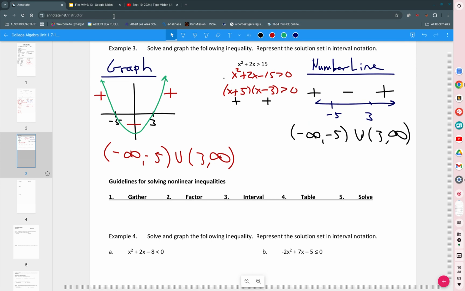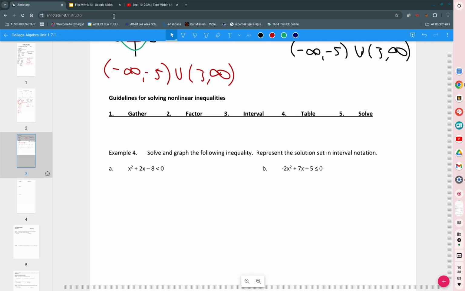What I would like you to do is look at example 4a. Try doing that one on your own. You can choose to do the number line, or you can choose to do the graph. It's up to you. Try to work through letter 4a on your own.